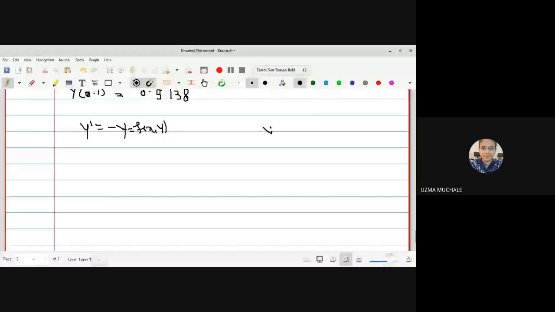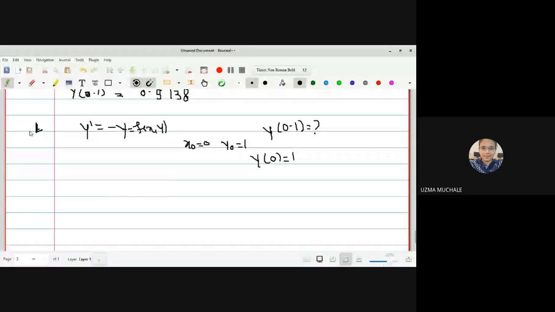What is given to us? x naught is 0, y naught is 1. y of 0 is equal to 1, for this equation. Solve it here only and tell me the answer fast, correct up to 4 decimal places. Whatever method and procedure we have followed just now, you have to follow the same procedure and tell me the answer.